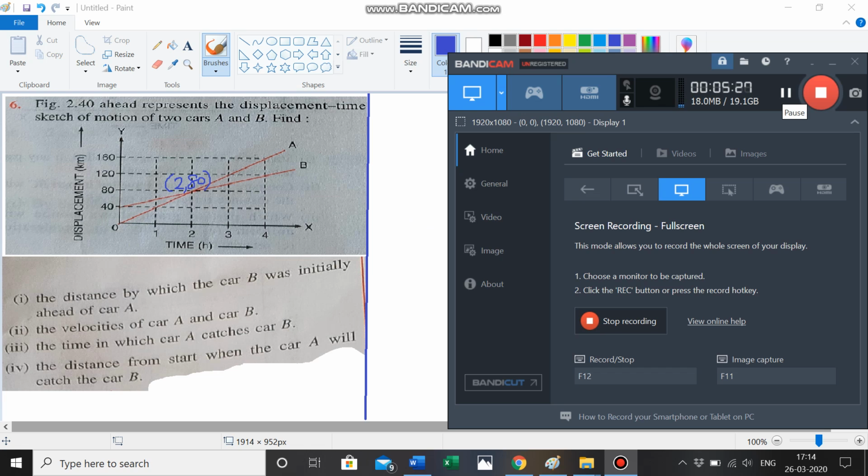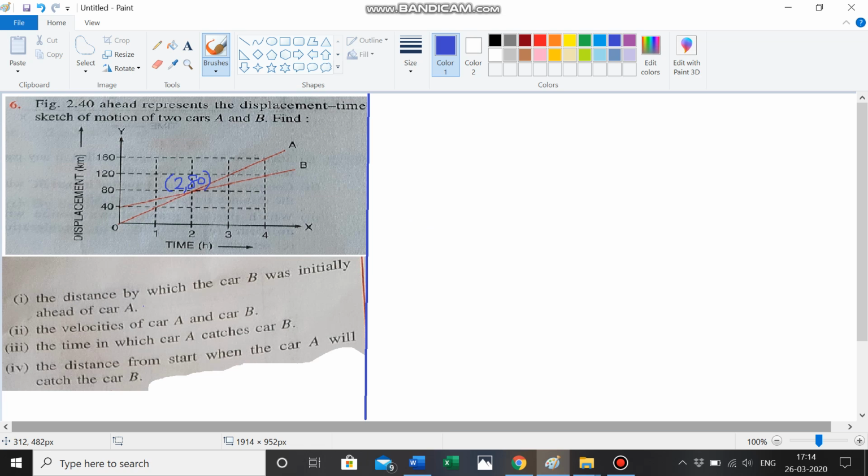So let's look at question number 6. Question 6 says the distance by which the car was initially ahead of car A. So this is car A and this is car B. Car B is 40 kilometers ahead. So the distance by which car B was ahead is 40 kilometers.